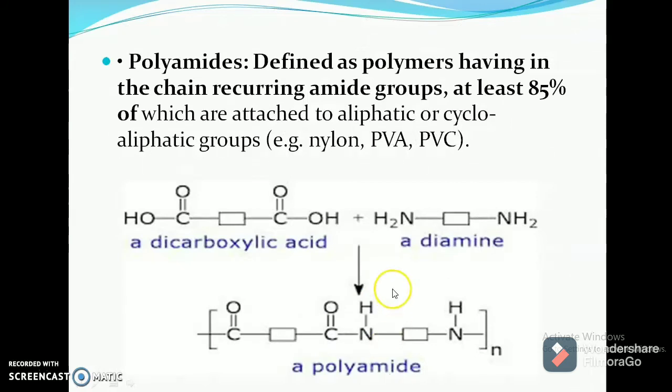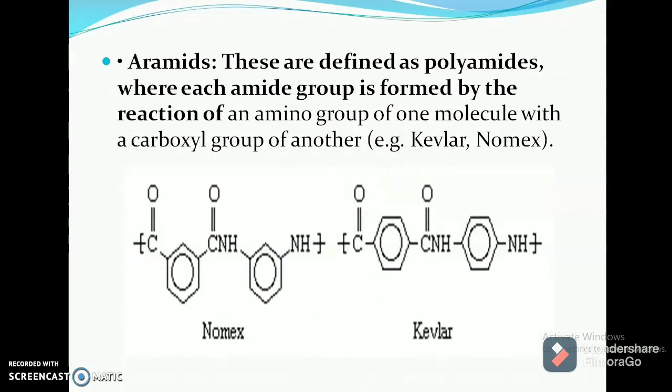Next, polyamide, defined as polymers having in the chain recurring amide groups, at least 85% of which are attached to aliphatic or cycloaliphatic groups. Examples: nylon, PVA, PVC. Dicarboxylic acid, diamine, polyamide. This is the structure of the polyamide. Next, aramids. These are defined as polyamides in which each amide group is formed by the reaction of an amino group of one molecule with a carboxylic group of another. Examples: Kevlar, Nomex. These are the famous examples of aramids, Kevlar and Nomex.